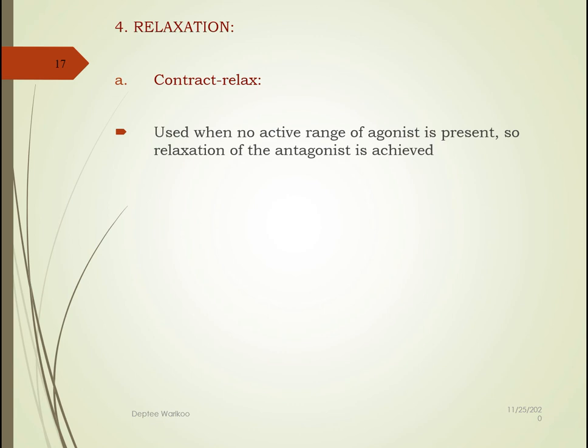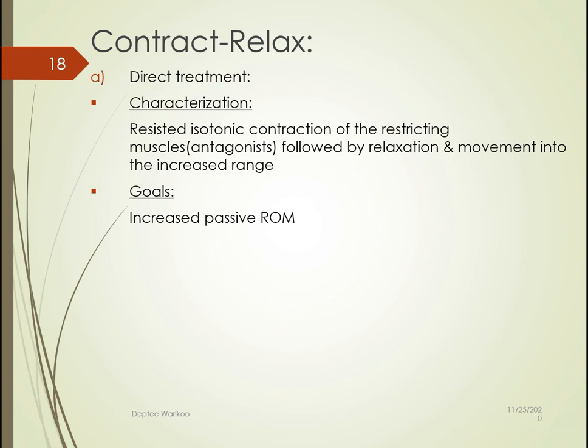It is used when no active range of agonist is present. So relaxation of the antagonist is achieved by a contract relax. So we have two basic types: direct contract relax and indirect contract relax. So how will we give direct treatment? Resisted isotonic contraction of the restricting muscle, that is the antagonist, is given initially, which is followed by relaxation and movement into the new increased range. So you will have a lengthening technique occurring here.